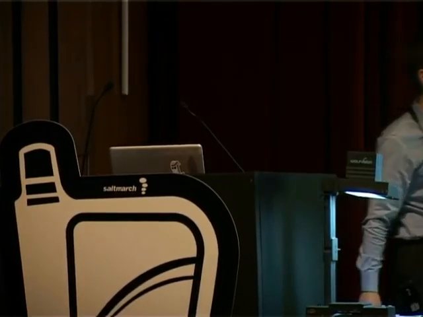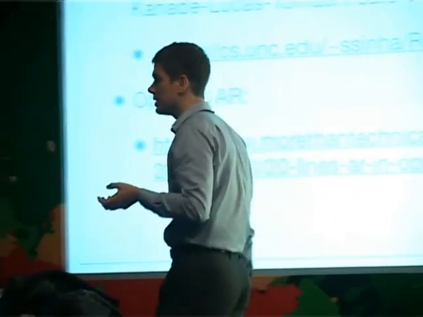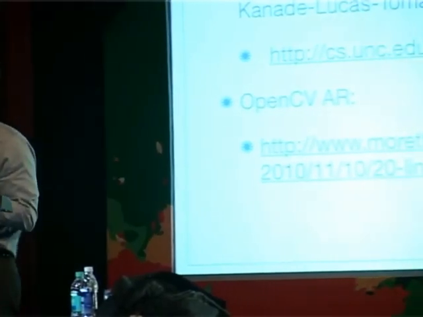There's a GPU-based implementation of the KLT feature tracker. This feature tracker is actually a really good one. The GPU-based implementation is currently for regular desktop video cards, but it has some vertex and fragment shaders that I think we could port over. And then there's an OpenCV article, a more technical one, that you should check out, which I think I can still get on my screen.